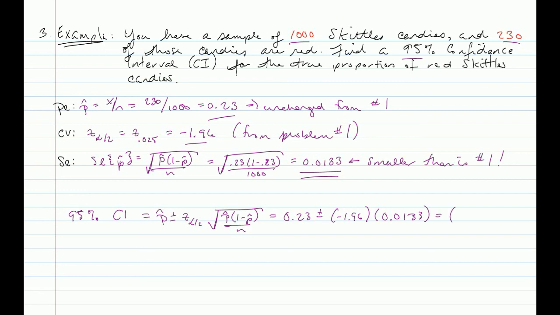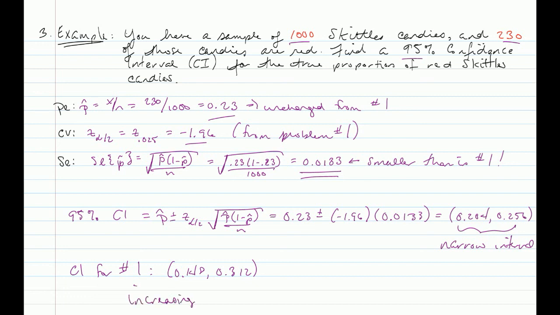And our confidence interval is 0.204 to 0.256. This is a narrow interval relative to that CI from example 1, in which case we had 0.148 to 0.312. So, increasing sample size narrows the interval, all other things being equal.